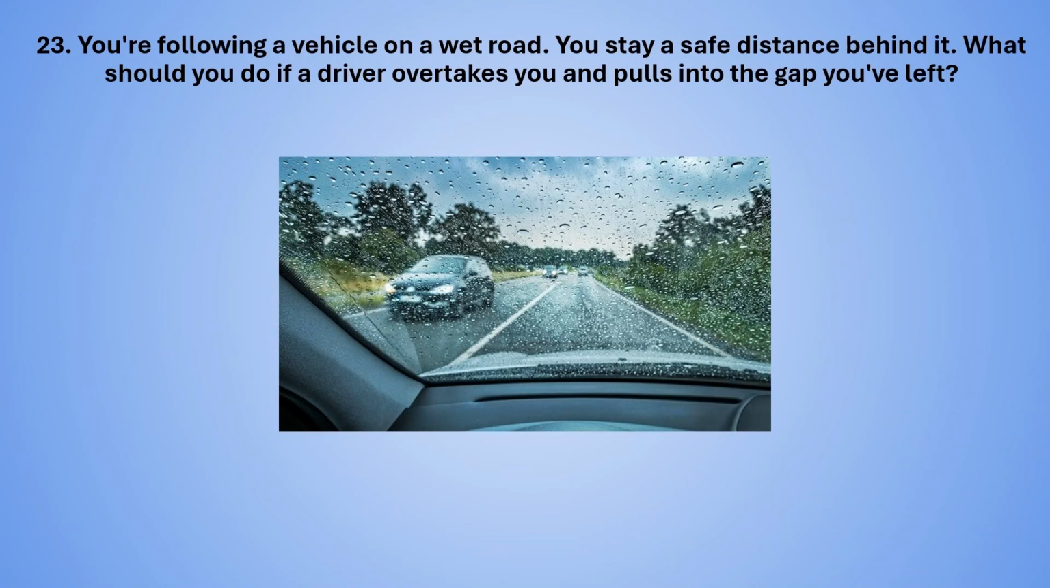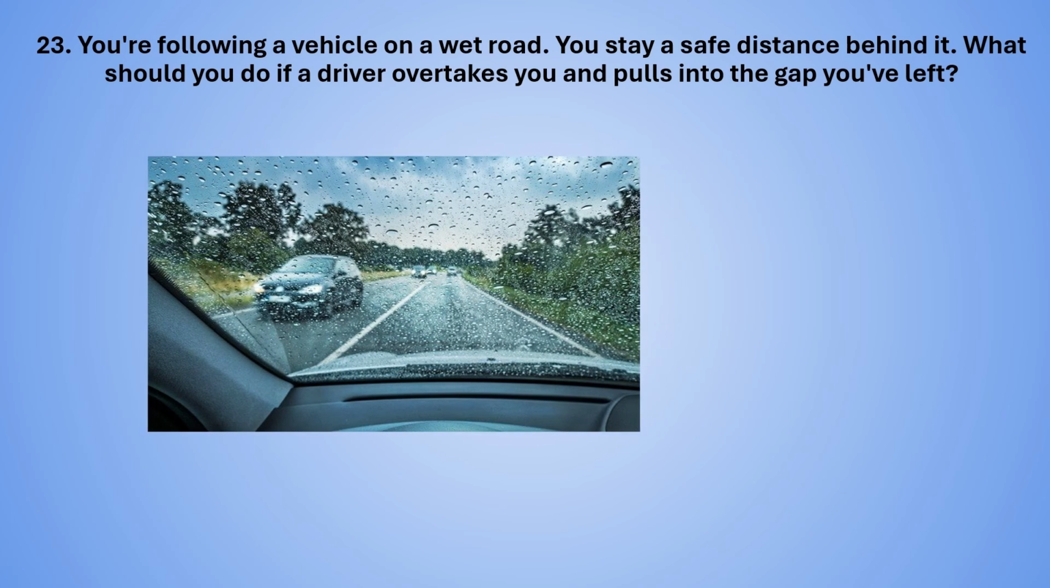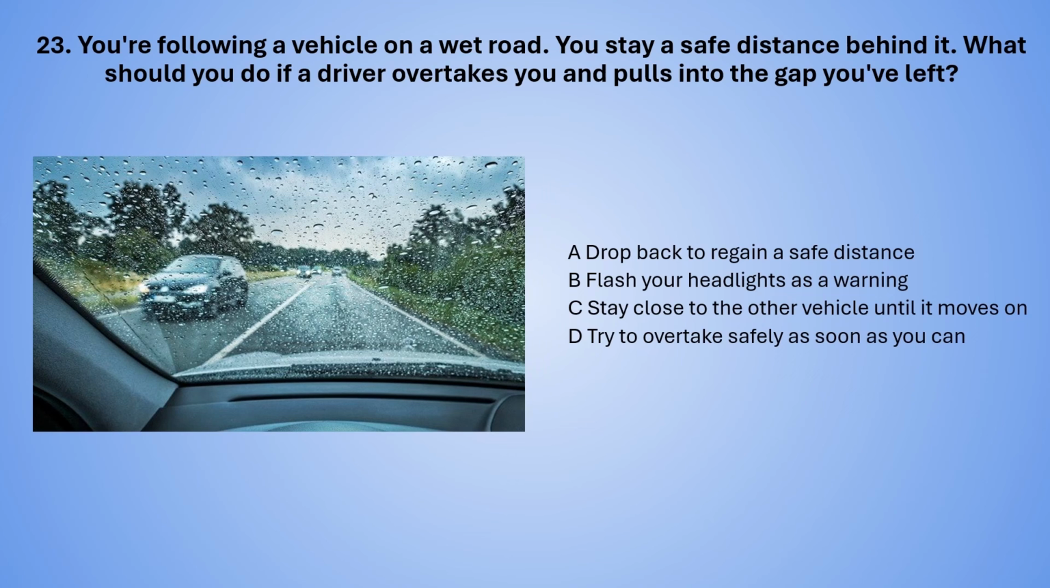Question number 23. You are following a vehicle on a wet road. You stay a safe distance behind it. What should you do if a driver overtakes you and pulls into the gap you've left? A. Drop back to regain a safe distance. B. Flash your headlights as a warning. C. Stay close to the other vehicle until it moves on. Or D. Try to overtake safely as soon as you can.